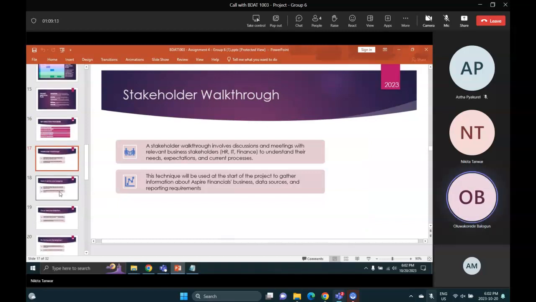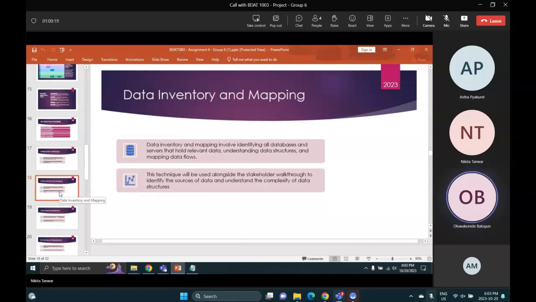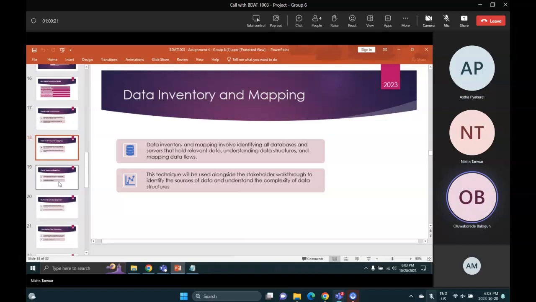When we're done with that, we'll go over to the data inventory and mapping phase. Please next slide. On this phase, we're trying to identify all the databases and servers that hold relevant data, understand the data structure and mapping data flows. Next slide, please.